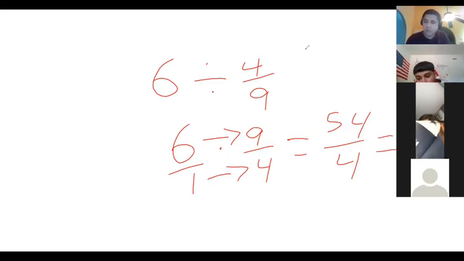54 can simplify. So can we divide both of them by 2? Yes, right? They're both even, so we can divide them by 2. So that's 27/2. 27 is not divisible by 2, so that would be it. That's as far as we can go. 27/2.